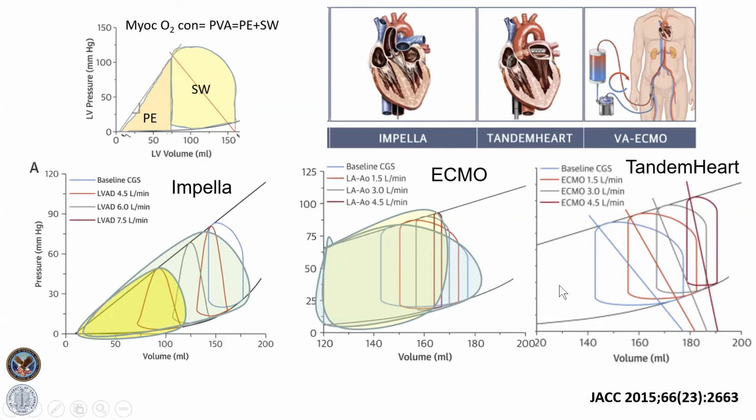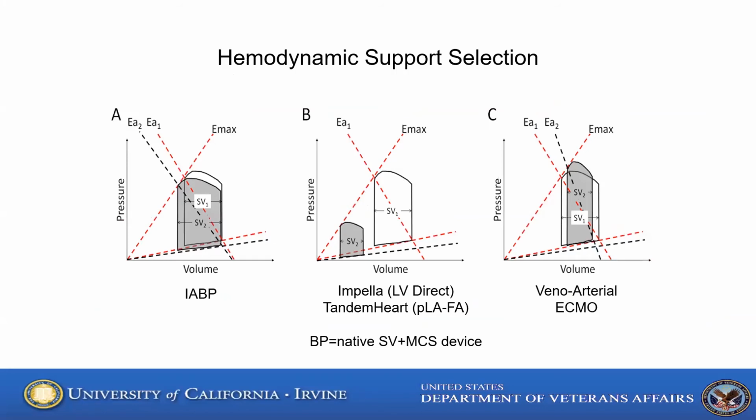And lastly, if we look at the work of the TandemHeart, again, start with the blue loop. It's big and wide. Stroke volume is struggling. Then as you turn on the TandemHeart, it takes blood from the left atrium and delivers it through the pump to the femoral artery. Thus, in the same manner as ECMO, it produces a taller and narrower pressure volume loop and does not reduce the pressure volume area. This becomes more important when we look at selection of devices again.